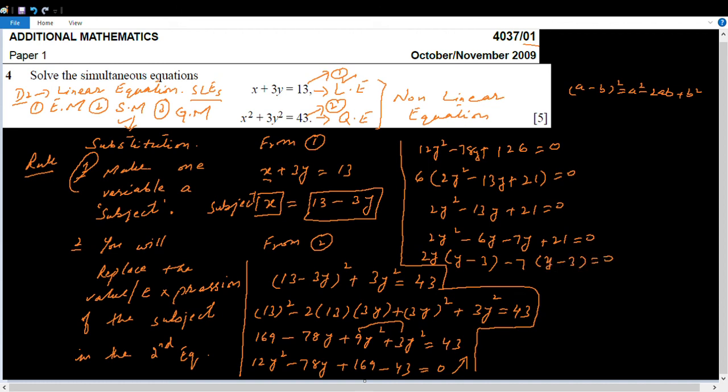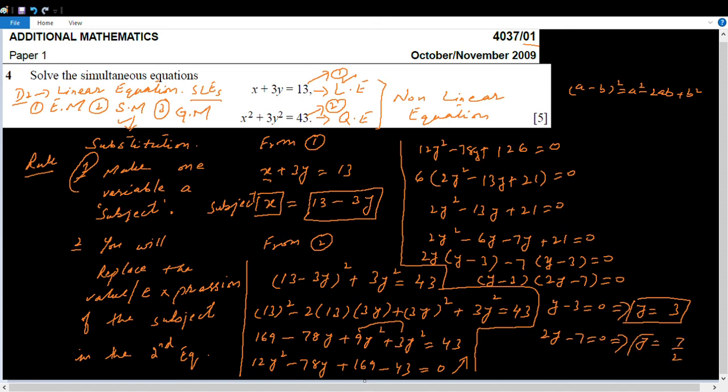Now further it becomes (y − 3)(2y − 7) = 0, and we have y − 3 = 0, which gives y = 3. We also have the other factor 2y − 7 = 0, which turns to y = 7/2. So we got two values of y.